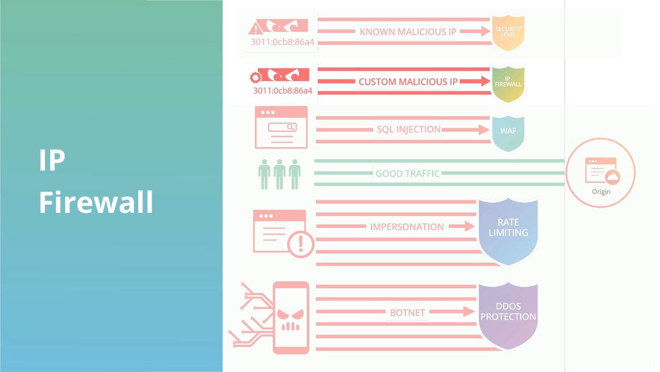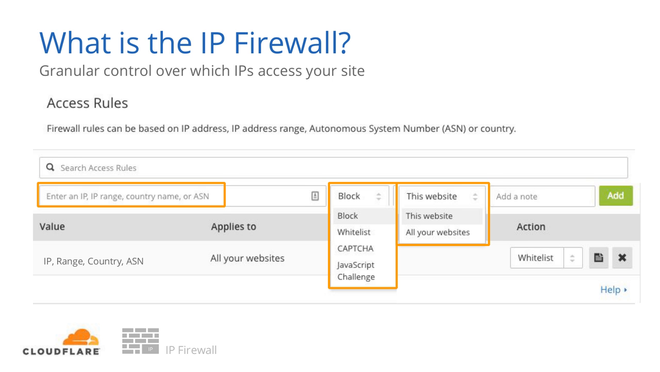Next, I'm going to talk about the IP firewall. So the IP firewall, by the way, what you see here, this is straight out of our dashboard. These are the options that our dashboard offers you. So with our IP firewall, you can specify an IP range, a country by name, or an ASN. And an ASN is a grouping of IP ranges, essentially. Now, once you specify this IP range, country, or ASN, you can say whether you want to block it, whitelist it, present a CAPTCHA, or present a JavaScript challenge.